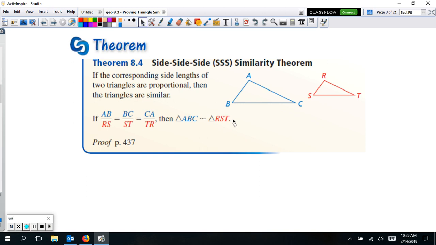We've already looked at this a bit with 8.1, looking at whether two figures, even two polygons, are similar. Now we can look at all their corresponding sides and see if they all have the same scale factor, and that's essentially the same thing as this theorem.